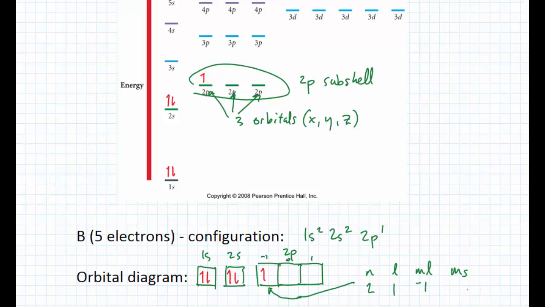So that would be a negative 1, and it would be plus 1/2 for an up-spin electron. But the reason that we can fit 6 electrons into 2p is because we can start with negative 1 and have up or down, for 0 we could have up or down, for 1 we could have up or down. That's 6 electrons that go within that entire subshell.